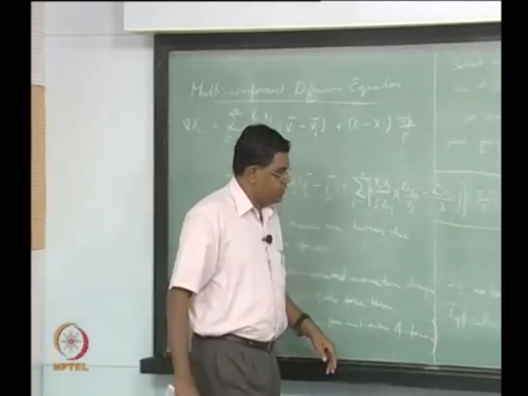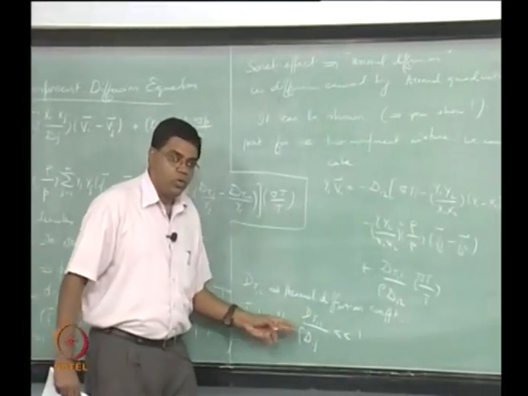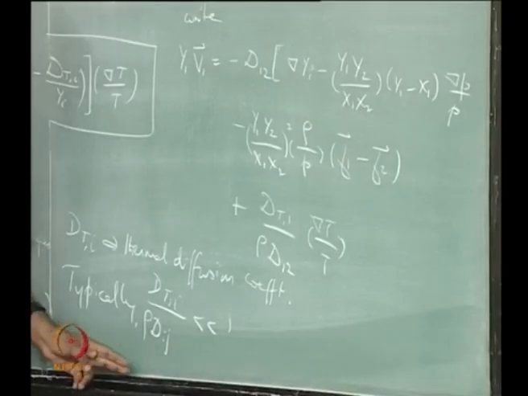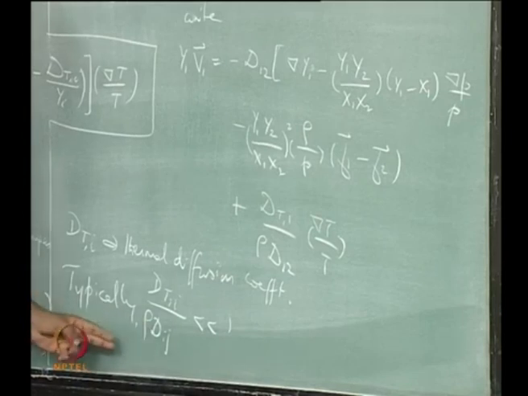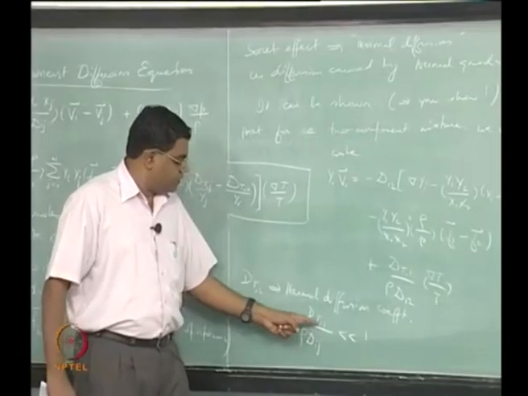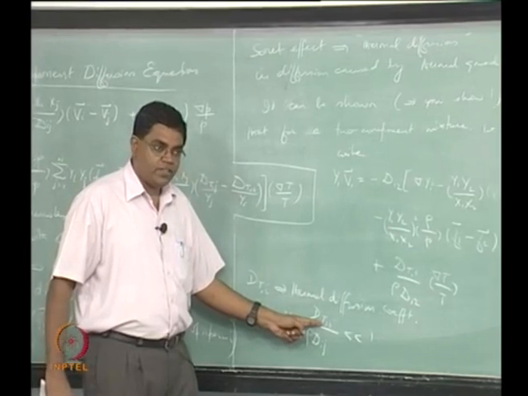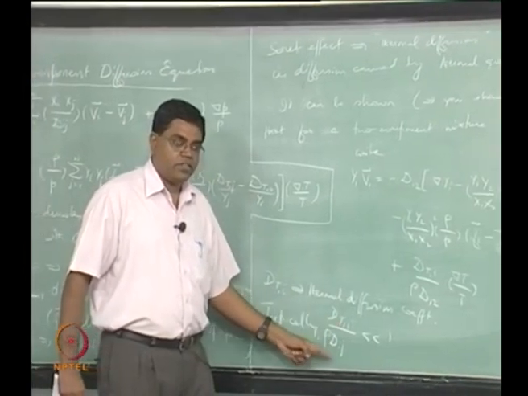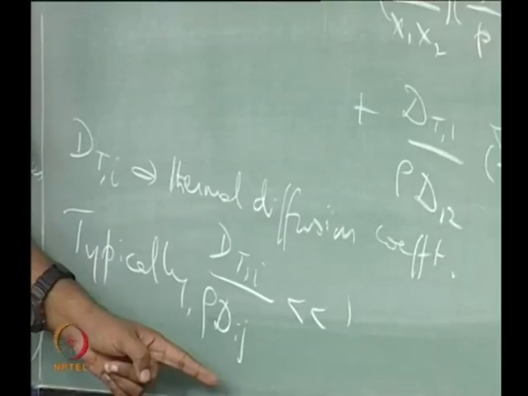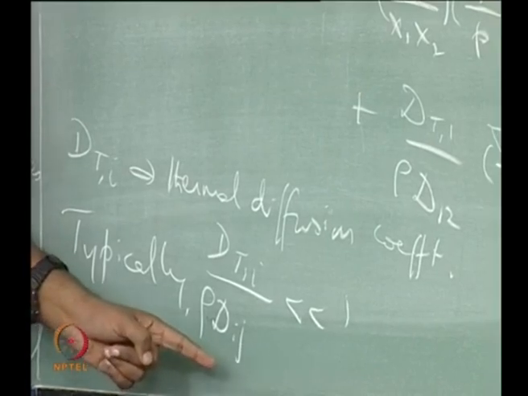But if you now compare the thermal diffusion coefficient with rho of the mixture times Dij for a pair of gases, then this is obviously not for a pair of gases. This is for one particular gas, whereas the Dij is a binary diffusion coefficient. It's for a pair of gases.